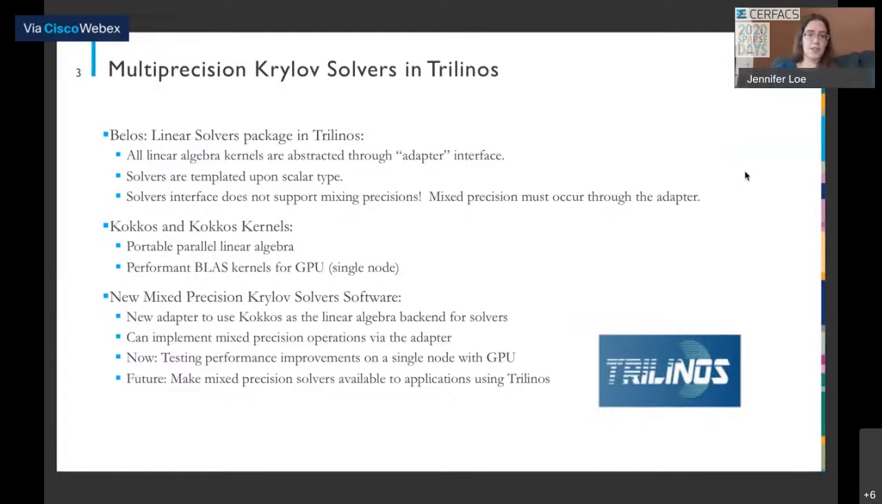My work has been using Kokkos and Kokkos Kernels, which are libraries for portable parallel linear algebra, specifically on GPUs, which is what we're interested in testing. I've written an adapter to use Kokkos as the linear algebra backend for Belos solvers, and we're able to implement mixed precision operations via this adapter. This has allowed us to test performance improvements to GMRES in mixed precision on a single node with GPU. Eventually we hope to expand this to multiple nodes, maybe through Tpetra, and make these mixed precision solvers available to applications using Trilinos.